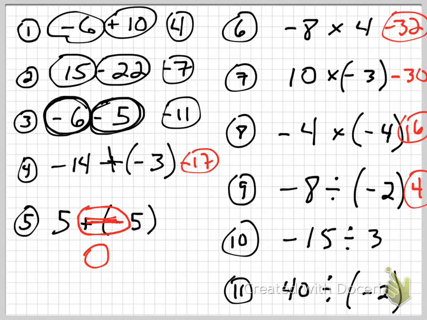Number 10, a negative divided by a positive is a negative. 15 divided by 3 is 5. All right? Number 11, a positive divided by a negative. What's a positive divided by a negative? Negative. 40 divided by 2, 20. Negative 20.